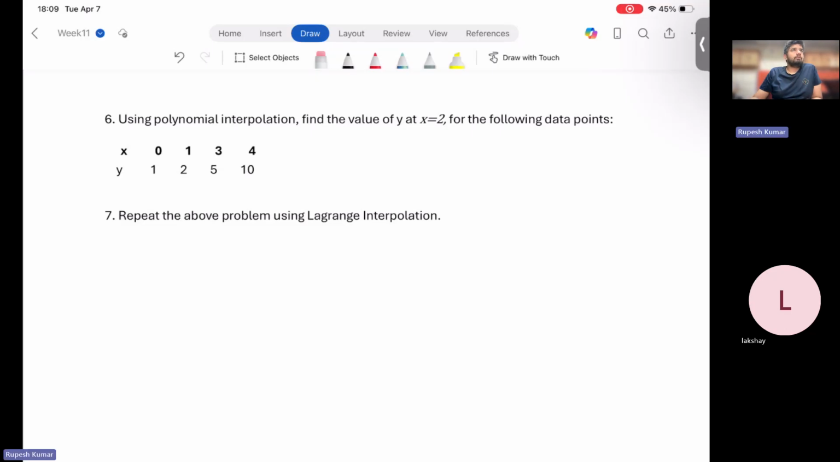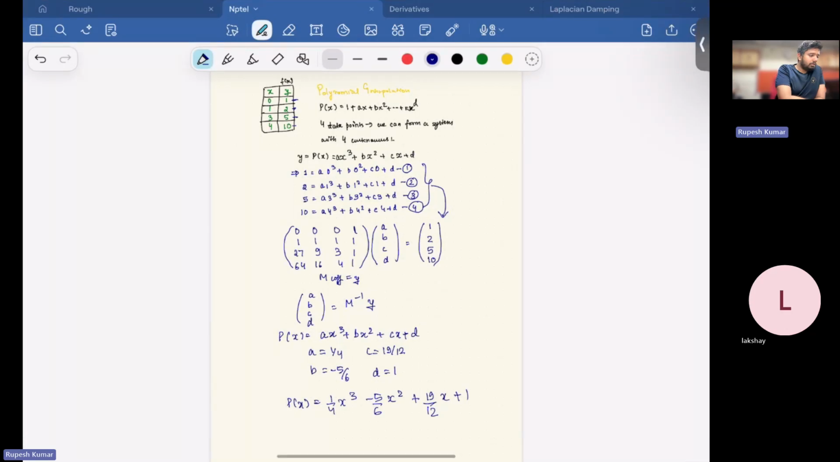So in the previous session, we were solving this problem where we used polynomial interpolation to find the value of y at x equals 2, right? And then in the next problem, we have to repeat the problem using Lagrange interpolation, right? So I will reopen the solutions from the previous session, and then we will start comparing the solution that we get using polynomial as well as the one which we get after using Lagrange interpolation, right? So let me open up the solution from polynomial interpolation, right?